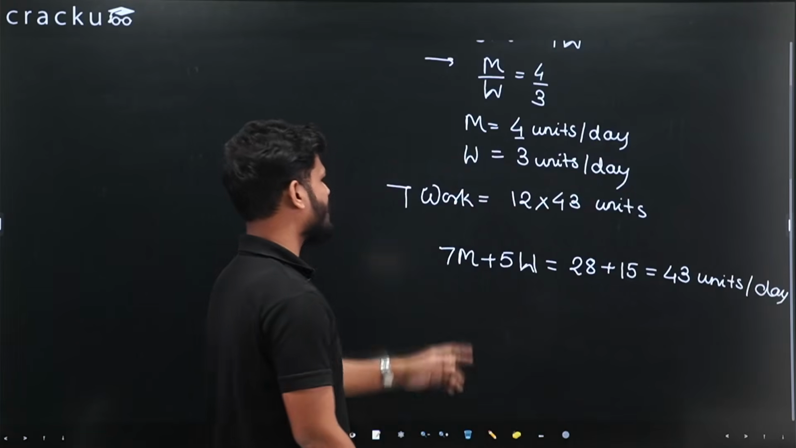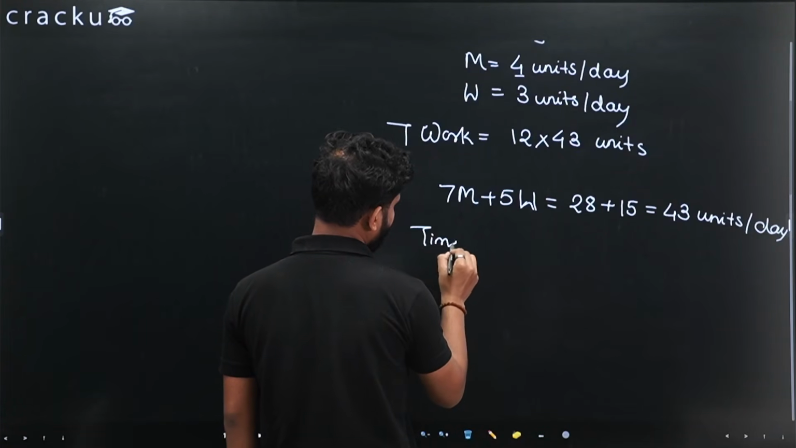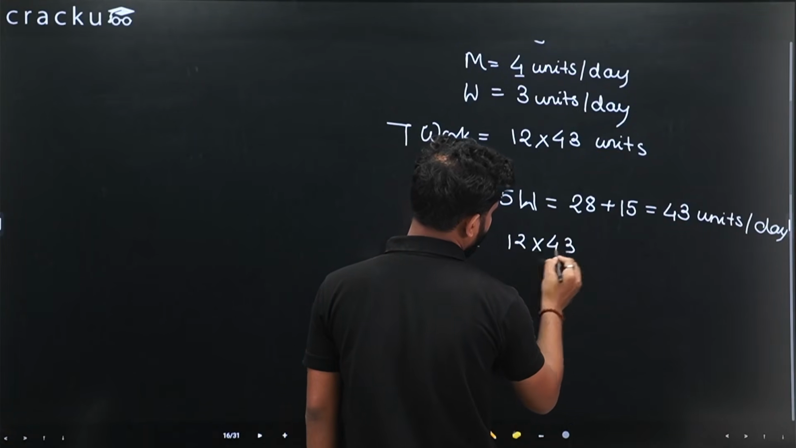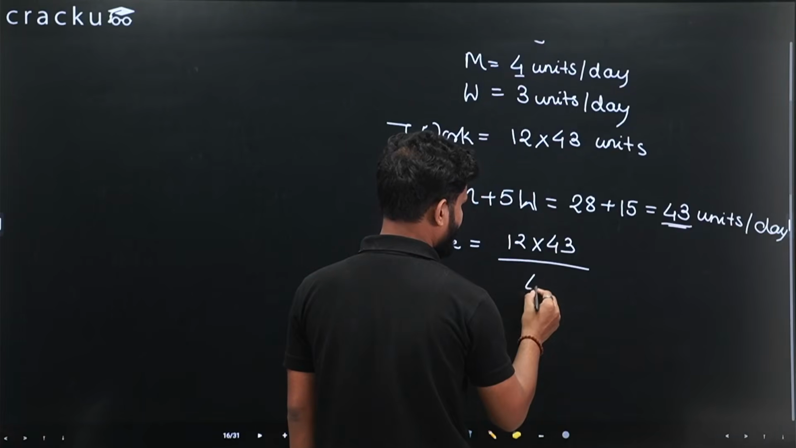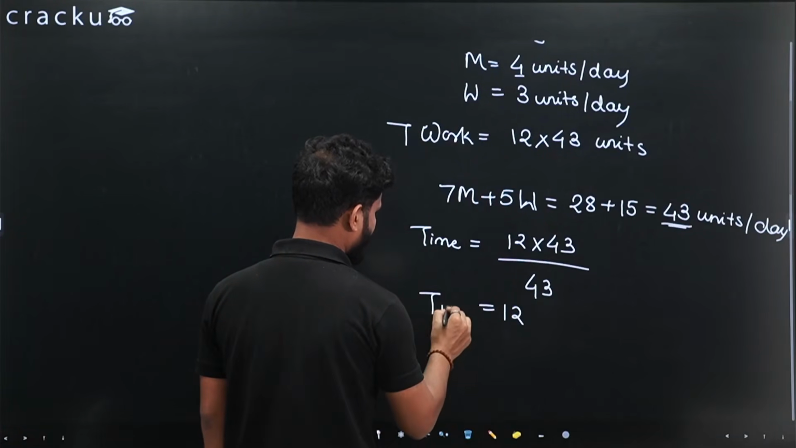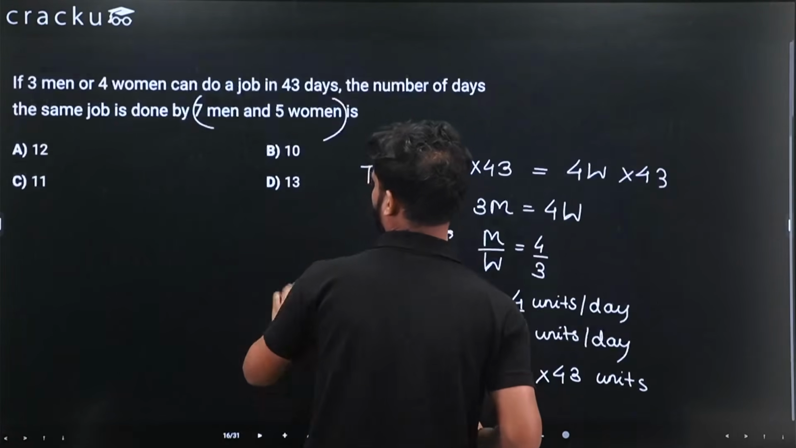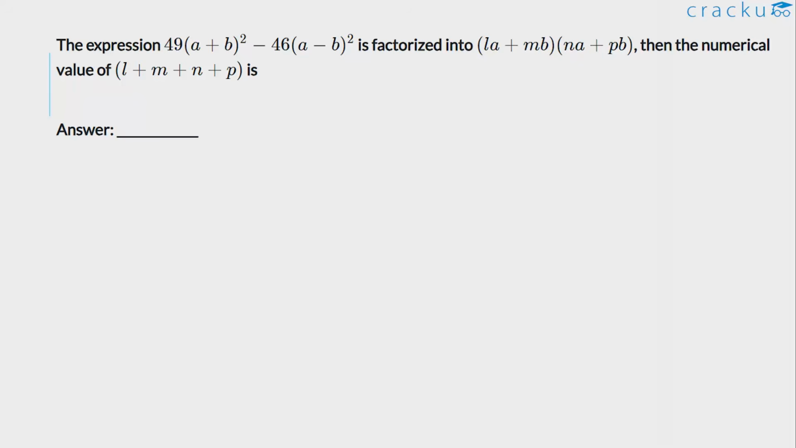And what is the total work? Total work is this. So, time taken will be total work, which is 12 into 43 units, divided by the combined efficiency. Combined efficiency is 43 units. This will give you 12. So, this group will take total of 12 days to complete the work. Hence, option number A is the correct answer.